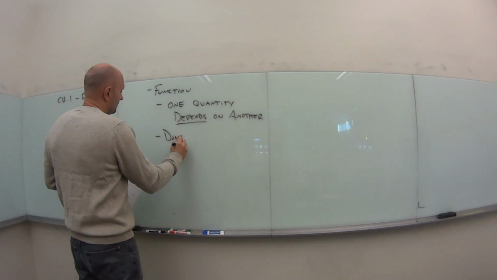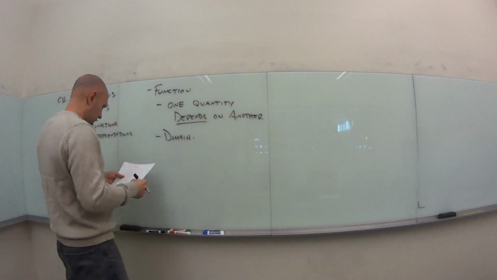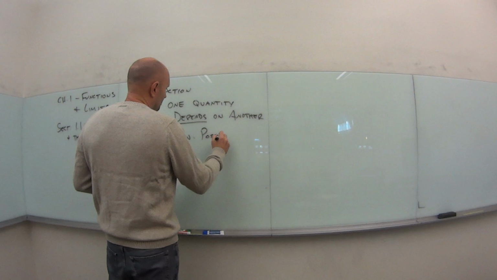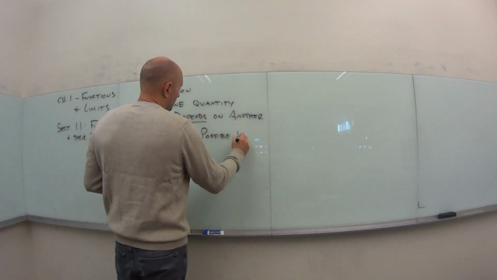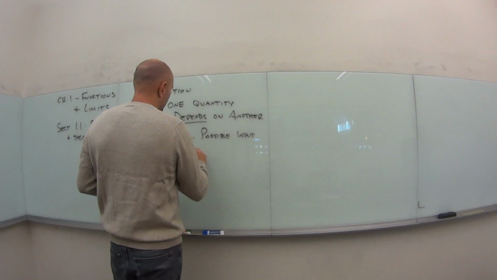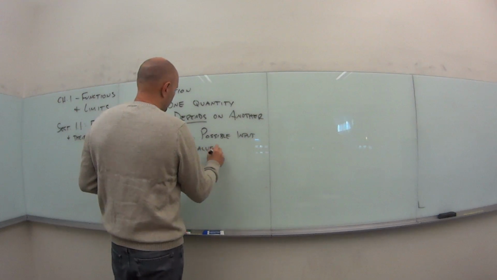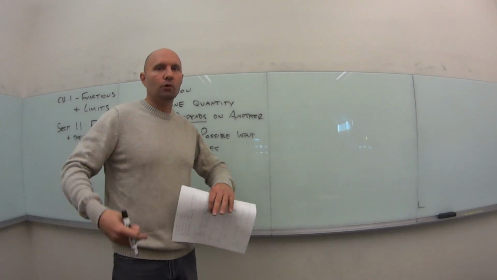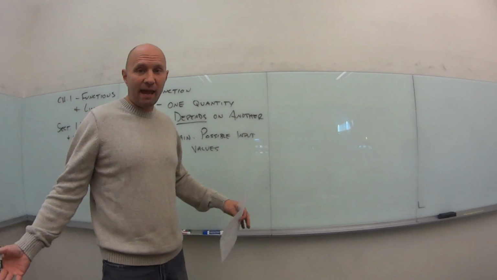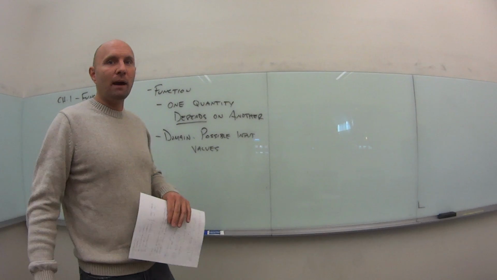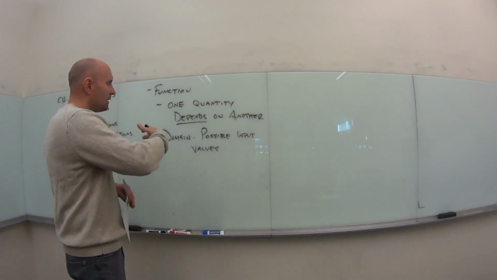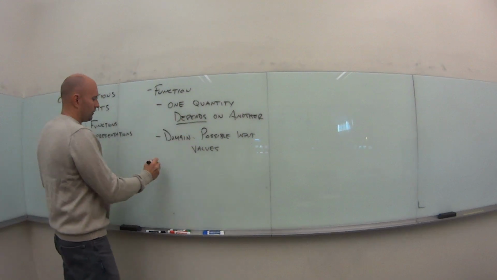The domain. These are our possible input values. So if we're talking about a paycheck, it's what? 1 hour, 2 hours, 2.5 hours if you're paid by the actual time, and if you're getting paid on a half hour or something. Those are the values that we can put into the function.